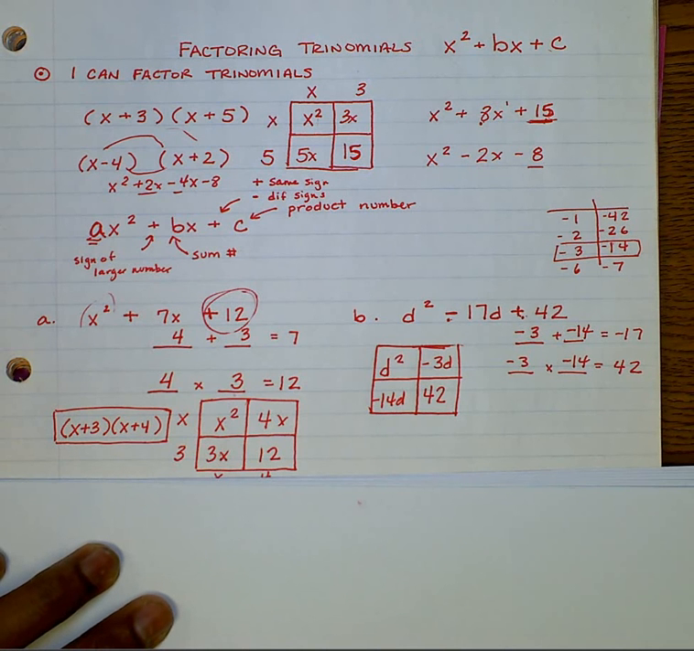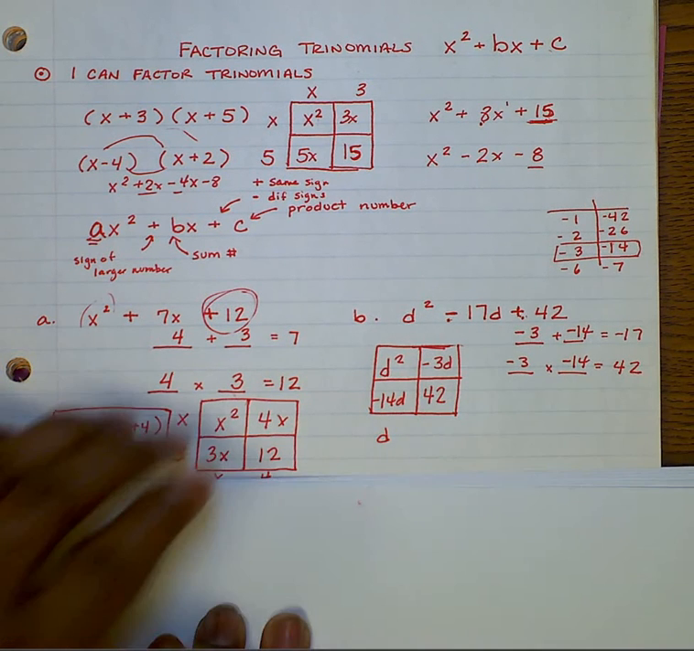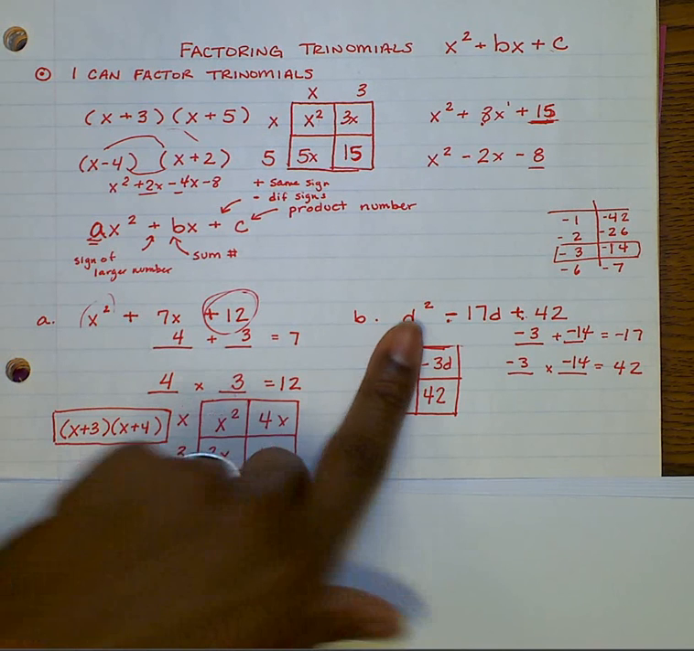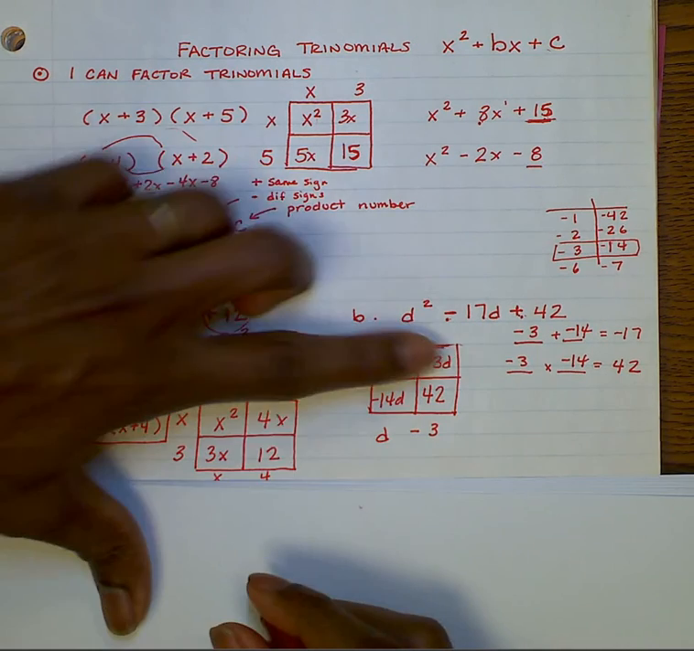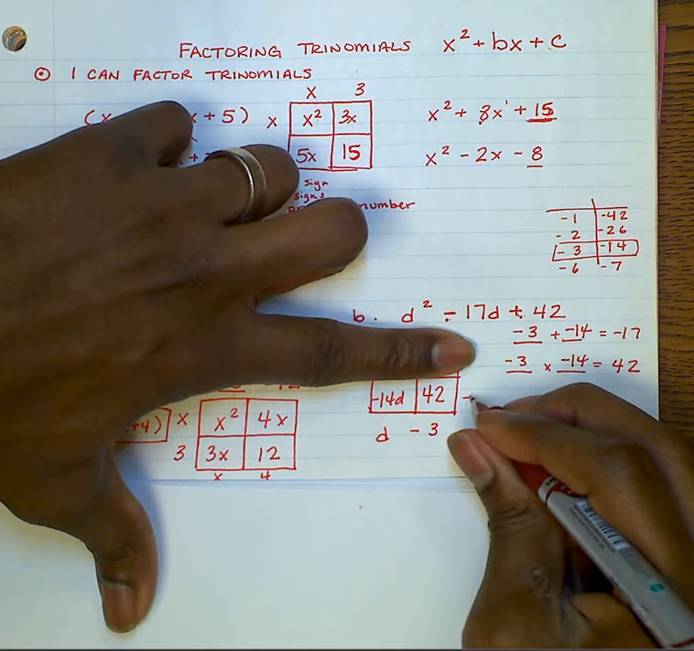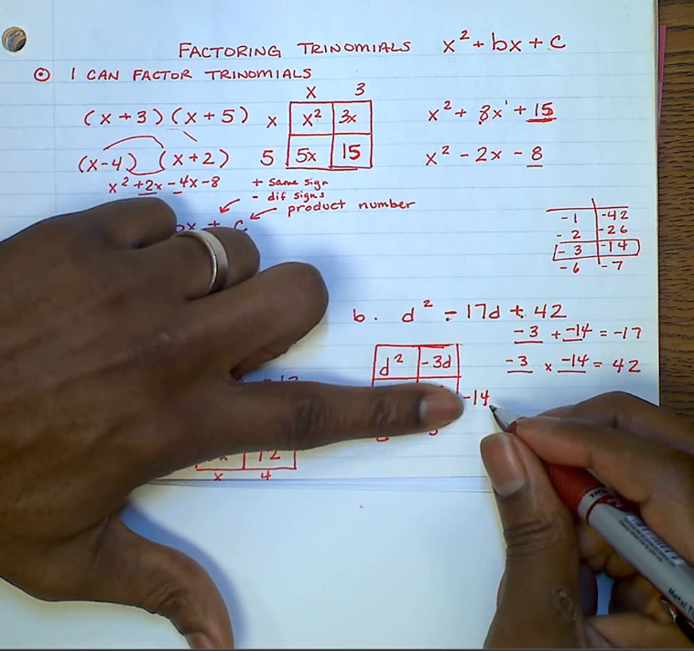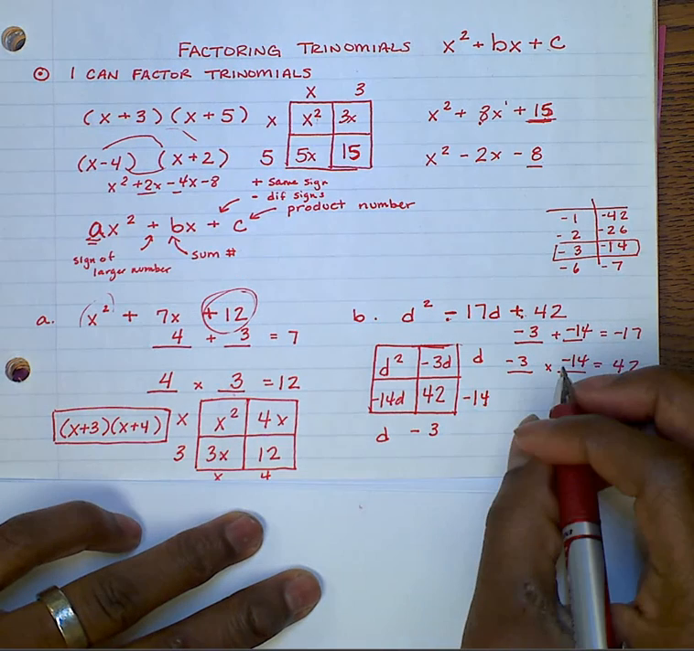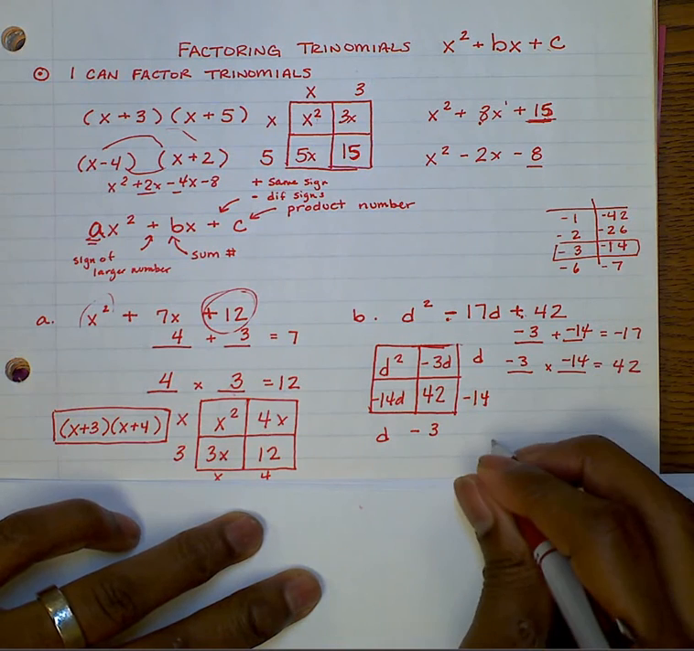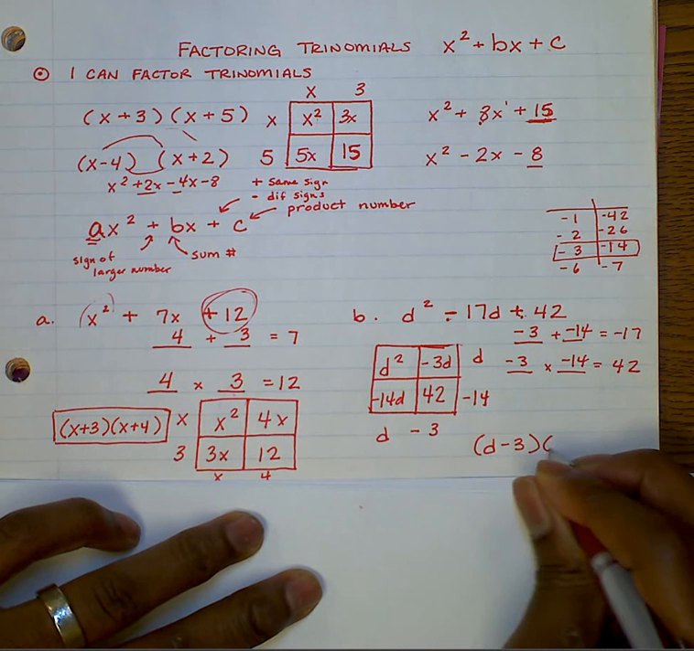And so I'll go through each row and each column and pick out the GCF. My GCF here is D. My GCF here is negative 3. My GCF here is negative 14. My GCF here is D. Okay? And so now I have D minus 3, D minus 14.